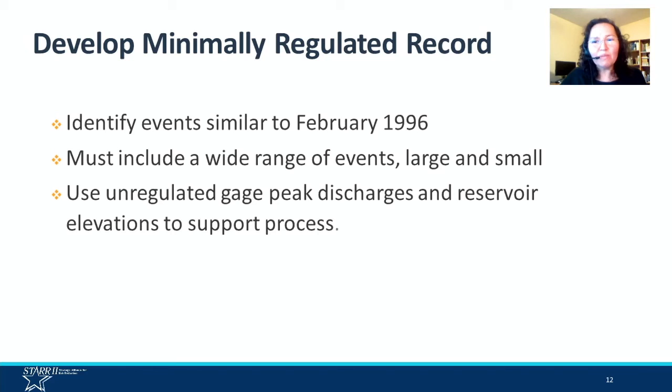So how do we develop a minimally regulated record? Well, we knew that we needed to identify events like February 96, events where reservoir storage was negligible and peak flow attenuation minimum. But to be representative, this record would need to include events both large and small. And how could we do this? Well, to support the identification process, we could use the same data as we did before: unregulated flows upstream, regulated flows downstream, and reservoir elevations. If enough of such events covering a wide range of flow magnitudes, not just the largest ones, could be identified, a series of minimally regulated peak discharges could be developed and analyzed.